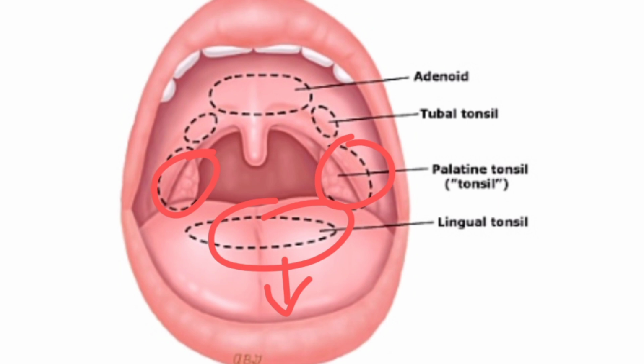And in the upper side, that we cannot see, but there are 2 tonsils. One is adenoid tonsil, which is situated superiorly, and there is tubal tonsil, which is situated superior-laterally in there.